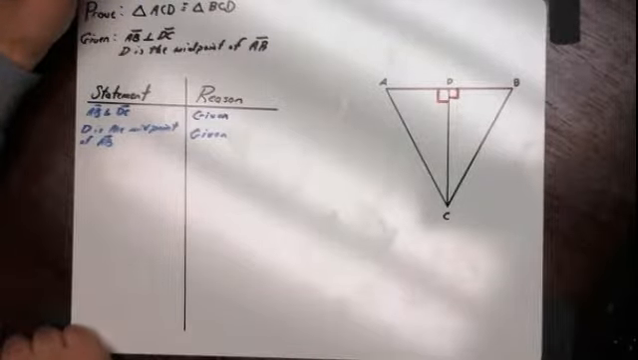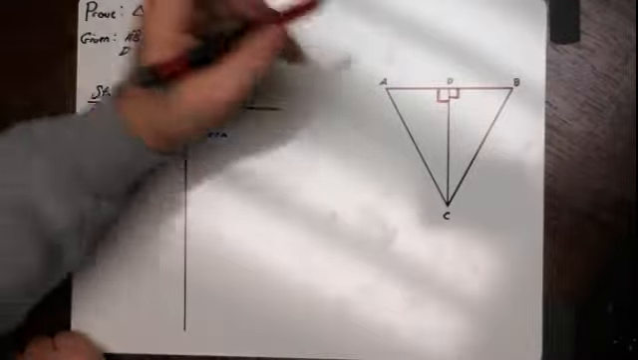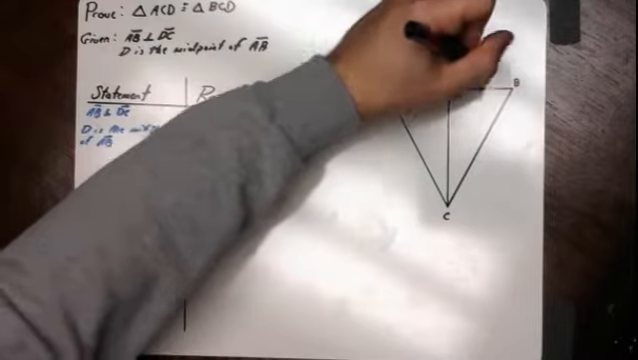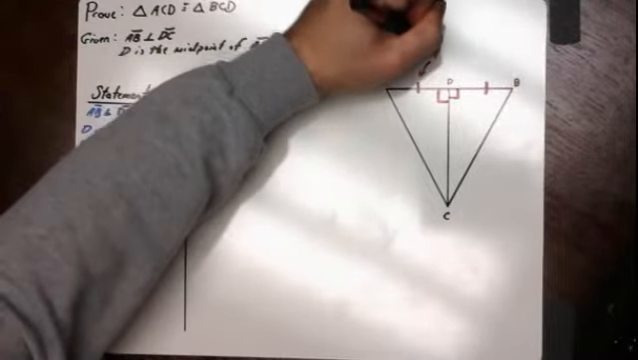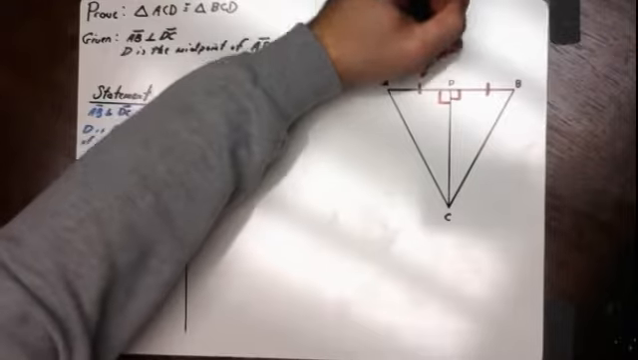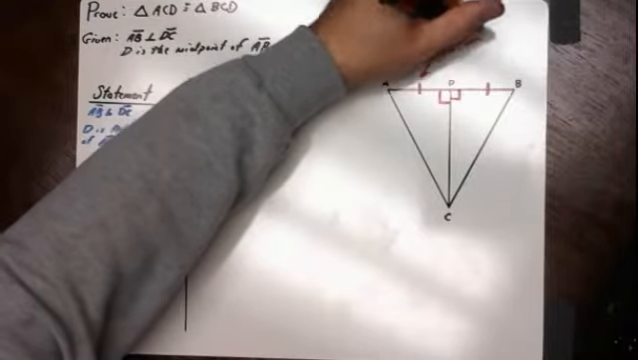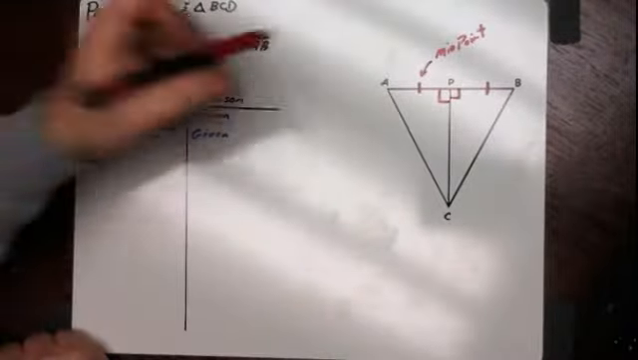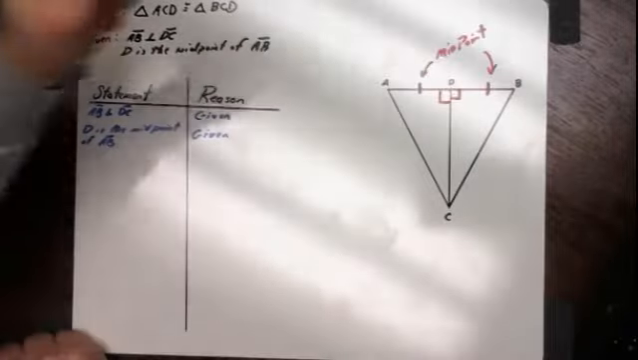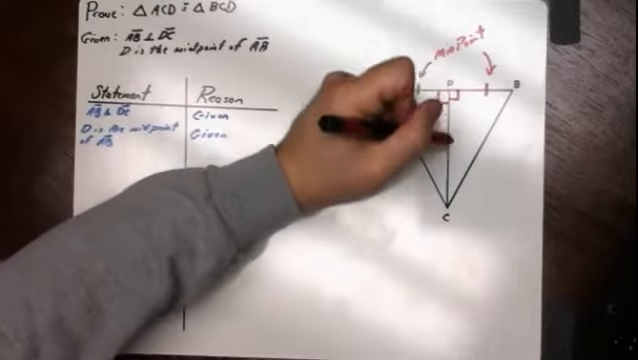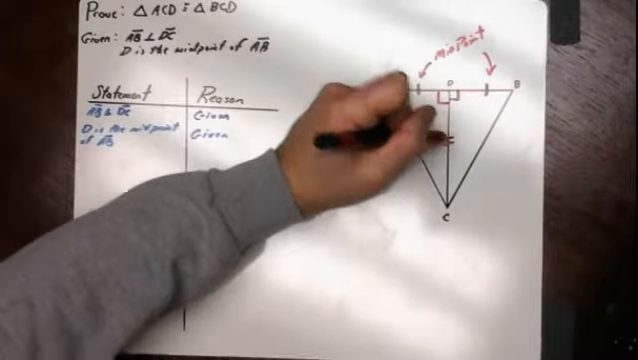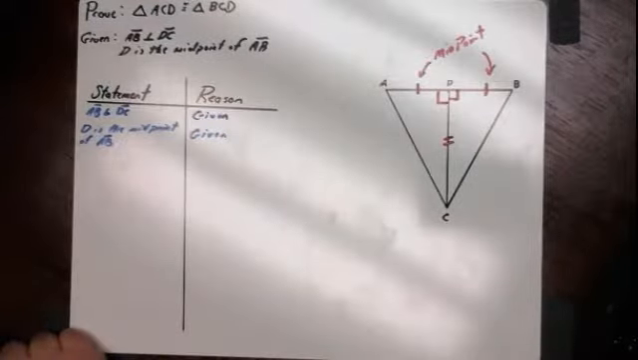Then it says that D is the midpoint of AB. So if D is the midpoint of AB, that means that this and this are congruent because of a midpoint. So that's happening because of a midpoint. I'm going to write that there for a note. Then, put an arrow here too. Then, I'm also going to say that I have DC is congruent to DC again because of the reflexive property.